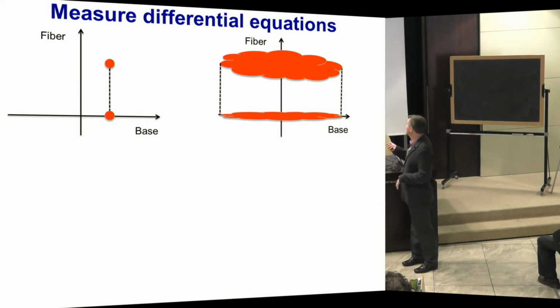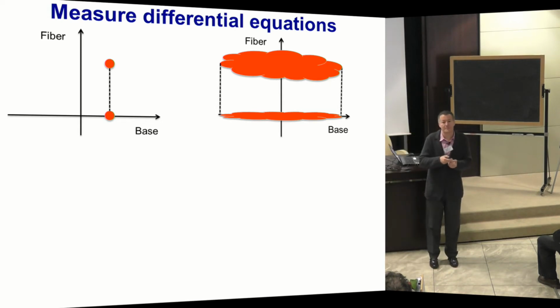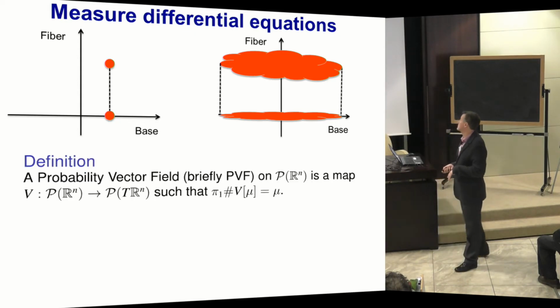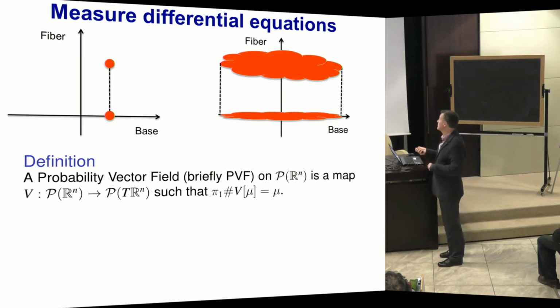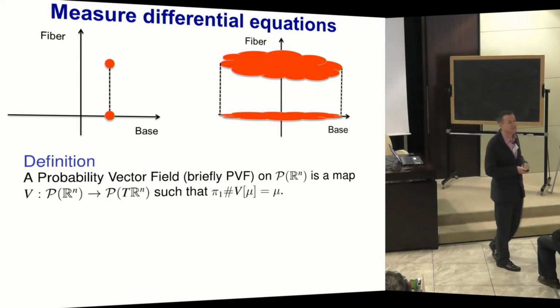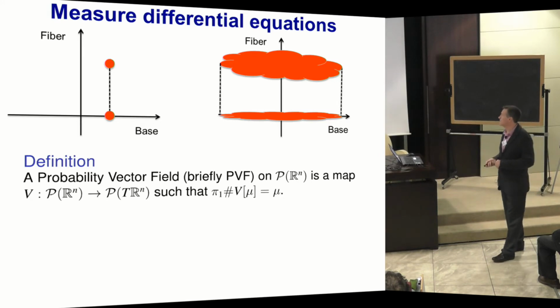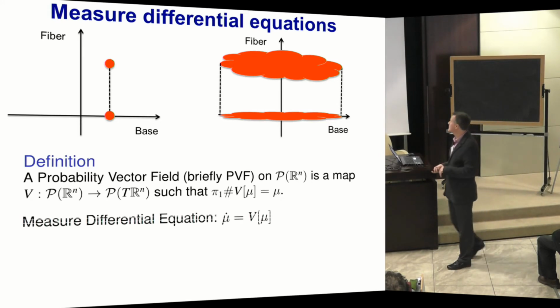And the interpretation is here. I'm thinking like, the velocities corresponding to the fiber over a point is like in optimal transportation, a way of prescribing the directions along which our mass should move. So formally, we define it in this way. A probability vector field is a map from the space of probability measures to the space of probability measures over the tangent bundle so that it projects down nicely. The pi1 is the projection over the base. You recover back your measure. I will discuss regularity later.